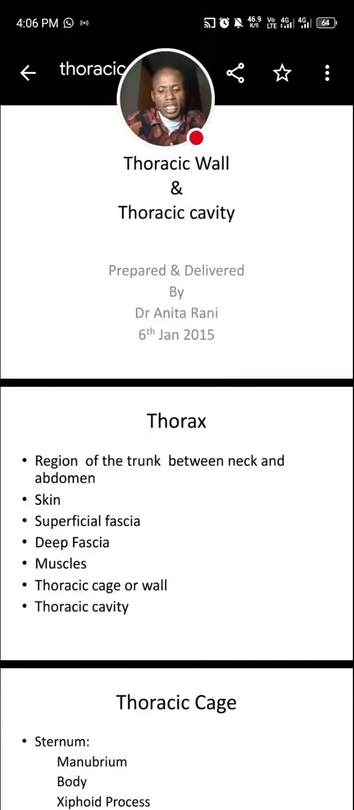The V here stands for vertebral levels. The T here stands for thoracic outlet. The R here stands for relations. The TR stands for thoracic cavity. V stands for venous drainage. B stands for blood supply. S stands for spaces, that's intercostal spaces.